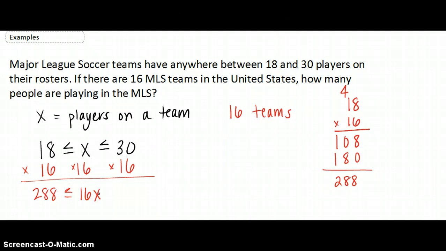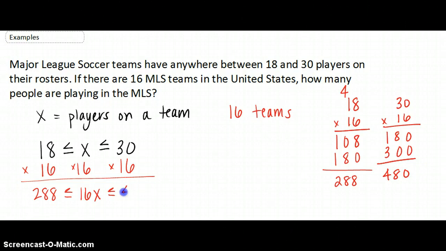16 teams times the number of players on a team is less than or equal to 30 times 16. So I can do that over here on the side as well. That's going to give me 480. And so we can conclude that if there's between 18 and 30 players on an individual team, there must be somewhere between 288 and 480 men playing Major League Soccer here in the United States.